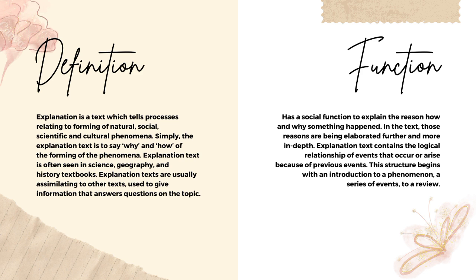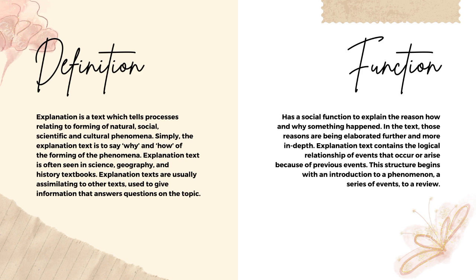Definition: explanation is a text which tells the process relating to the forming of natural, social, scientific, and cultural phenomena. Simply, the explanation text is to say why and how of the forming of the phenomena. Explanation text is often seen in science, geography, and history textbooks. Explanation texts are usually similar to other texts used to give information that answers questions on the topic.